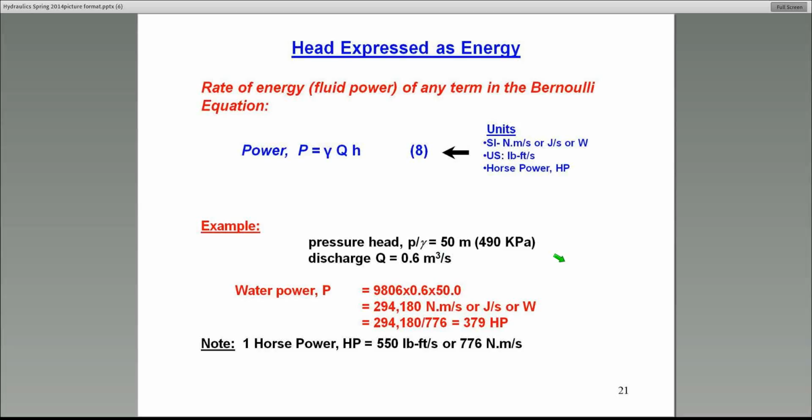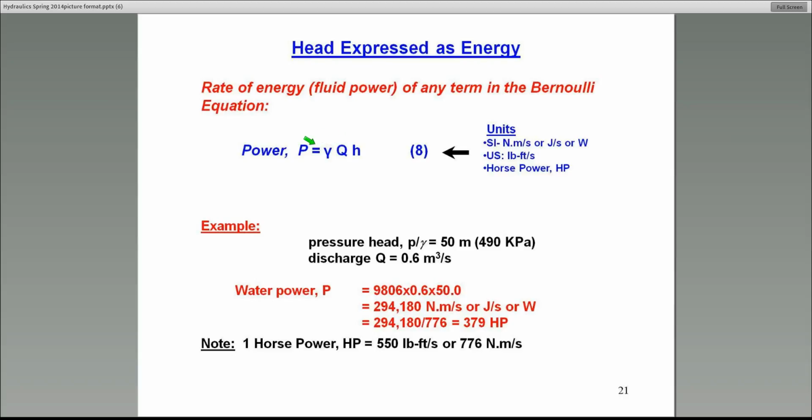Now, all these head units or head terms in the Bernoulli equation, I told you, represent energy or power, and to really show that, or to convert them into actual energy units, you have to use this equation. So try to memorize this or take it with you. Very often, we like to find out what that head means in the Bernoulli equation. Remember, we call it the energy equation. So this head H can be converted into work done or power by multiplying by Q, the flow rate, and the specific weight of the fluid, gamma.